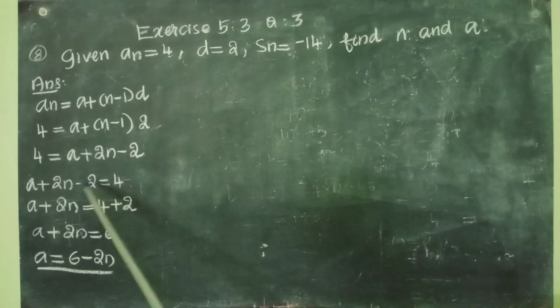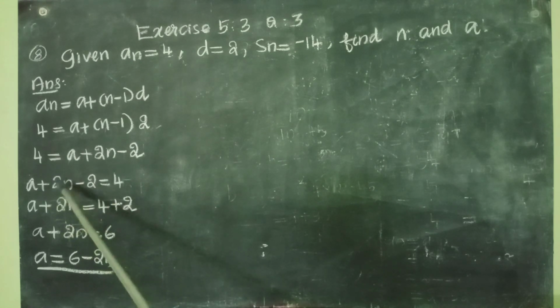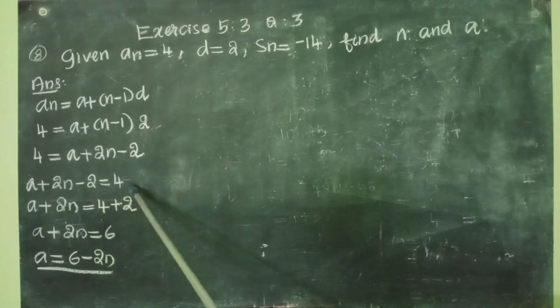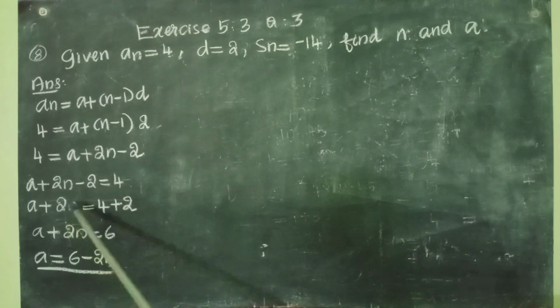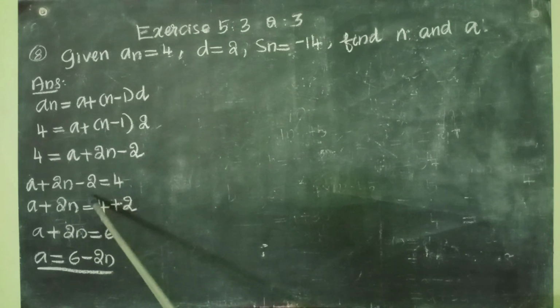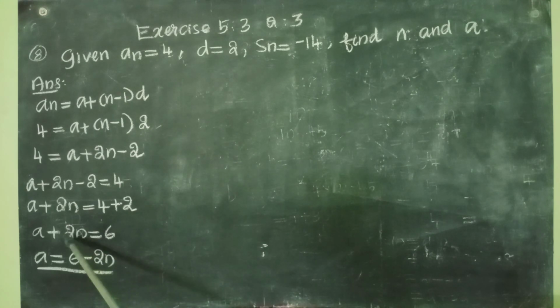Now we changed the sides. a plus 2n minus 2 equal to 4. Next, a plus 2n equal to 4 plus 2. Minus 2 is taken to right side. a plus 2n equal to 6. a equal to 6 minus 2n. This plus 2n is taken to right side.